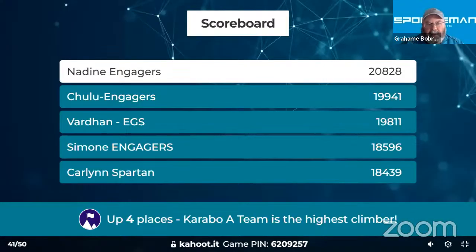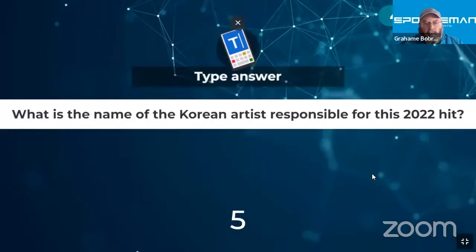Nadine's broken the 20,000 barrier. But not too far away, everybody else there. Keep it running. Question number 42. What is the name of the Korean artist responsible for this 2022 hit?